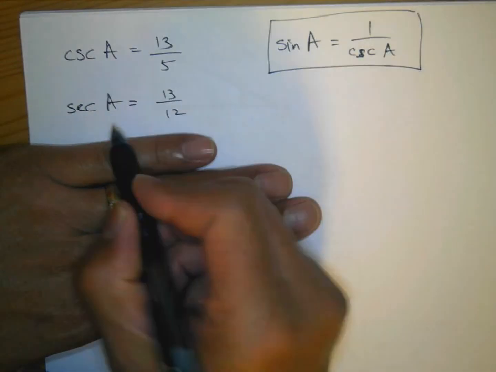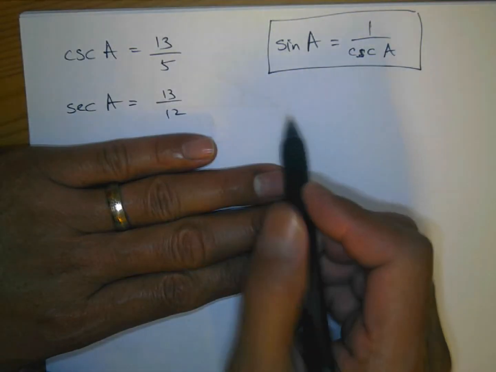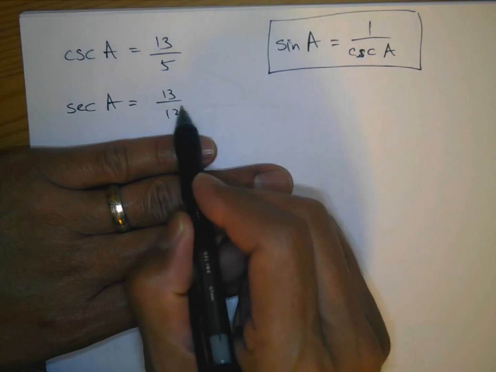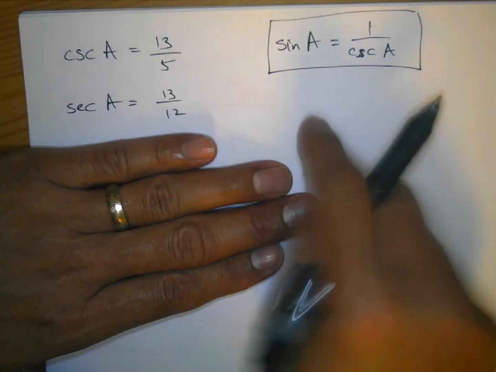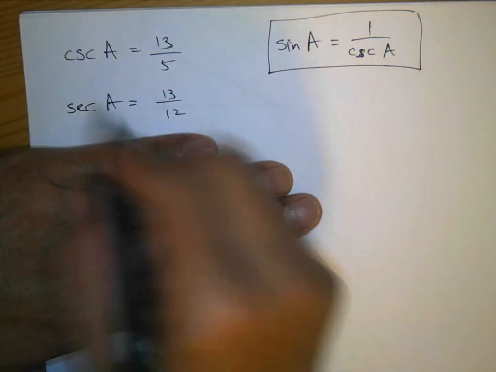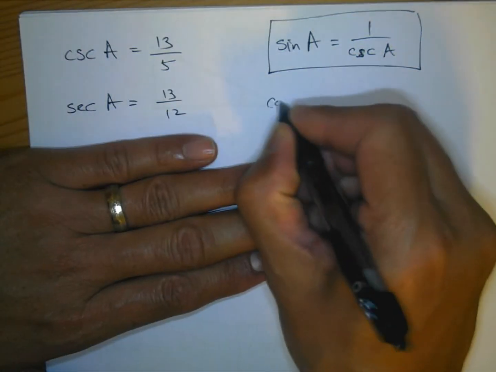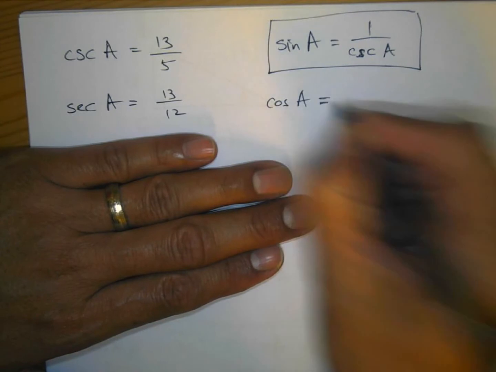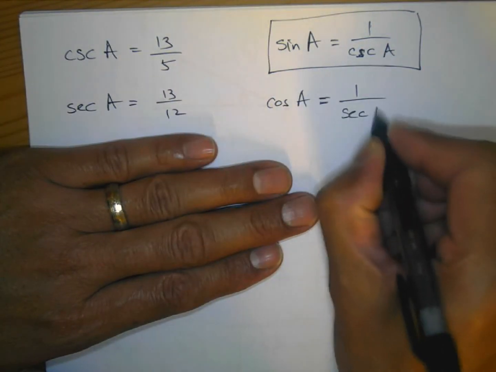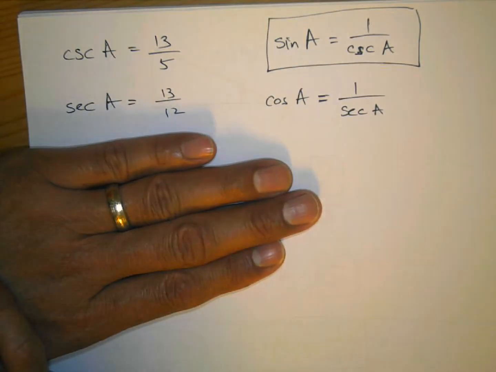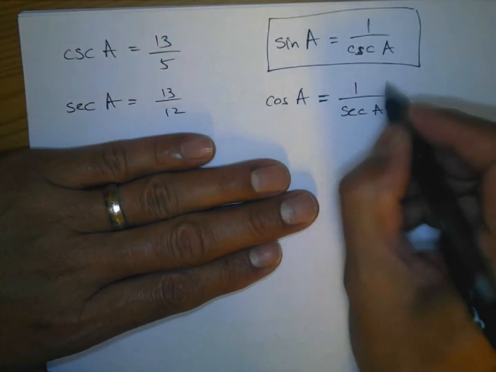Same thing with this one. If I know secant, how do I get cosine? Well, I know I just flip it over. I know it's 12 over 13. But as far as a math formula or an identity that'll do it, if this is secant, then to get cosine, I would have to do what? 1 divided by secant of A.